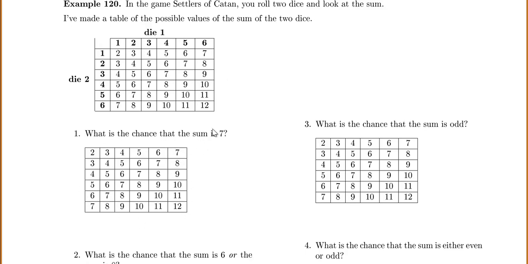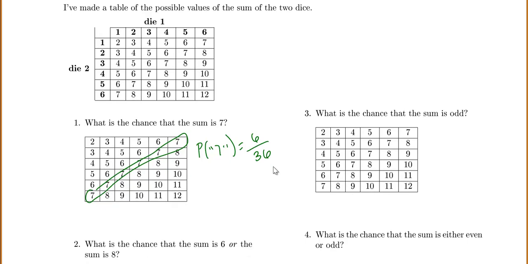So number 1, again, I've listed all of the sums for you. What is the chance that the sum is 7? So you just have to say, okay, how many 7s are there? There are 1, 2, 3, 4, 5, 6 7s. So the probability of a 7 is that there are 6 of a total of 36 options.